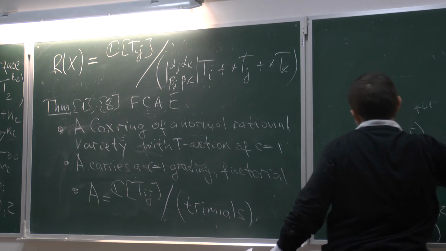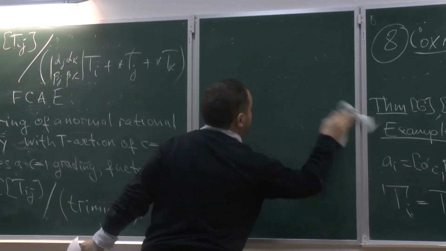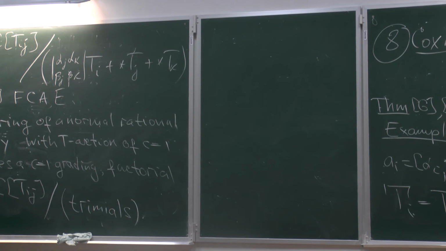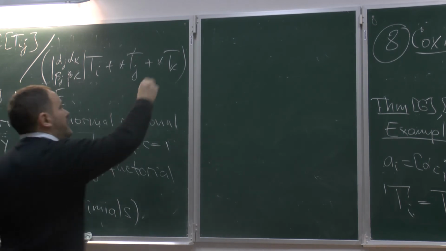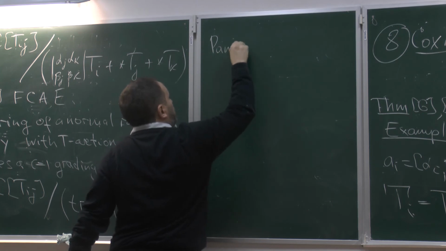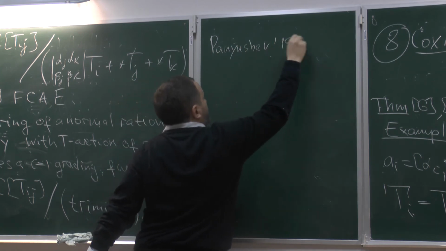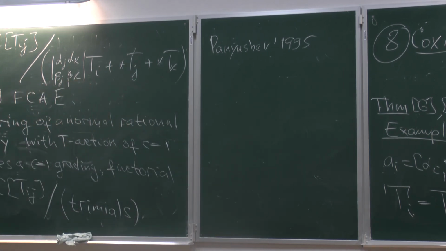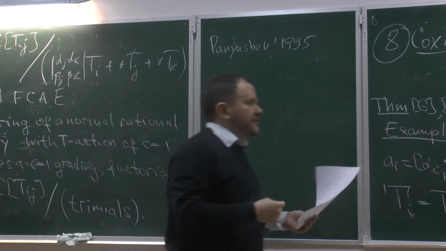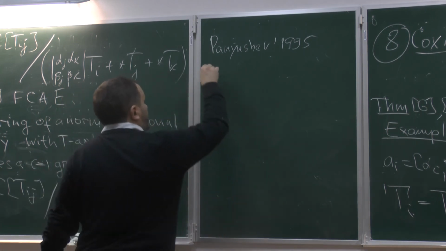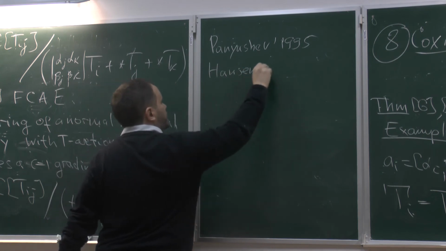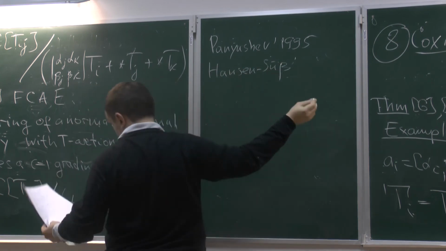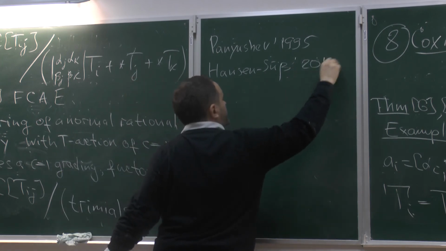And historically, the first place in the literature where I found a connection of trinomials and complexity 1 actions was a paper by Panyushev in 95. In the terms which I use in this talk, maybe the first result was by Arzhantsev, Hausen, and others, in 2010.